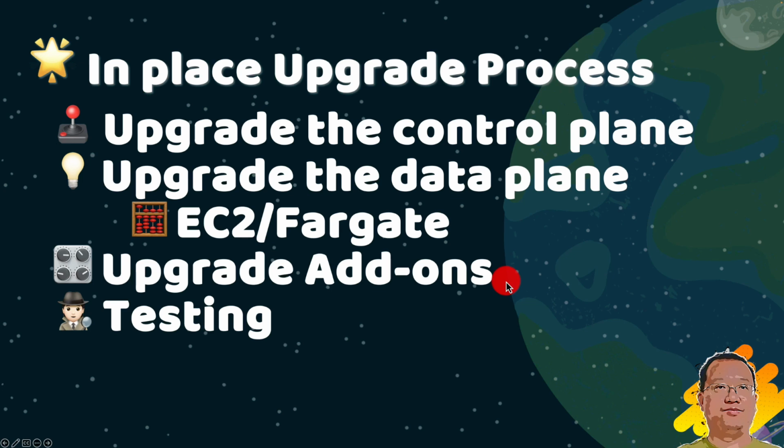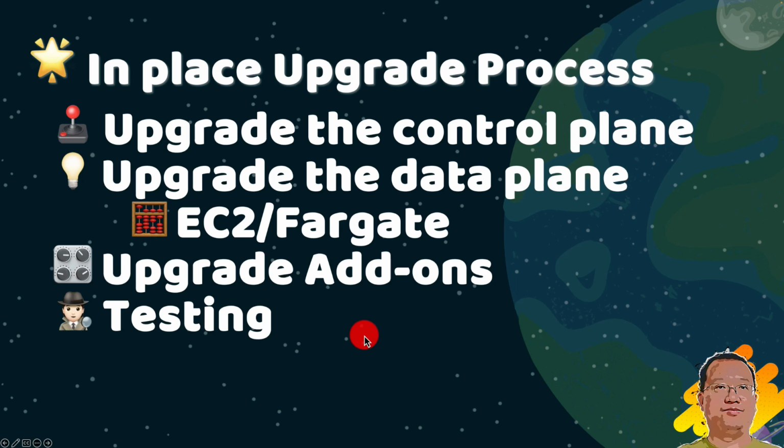Add-ons. After upgrading the control plane and data plane, we may also need to upgrade additional software called add-ons that work with our cluster. The add-ons have two types. Some are released by AWS, such as VPC CNI, Kube-proxy, CoreDNS, etc. If your add-ons are from a third party, make sure they're compatible with our EKS target version.